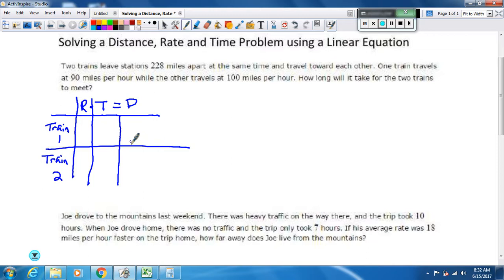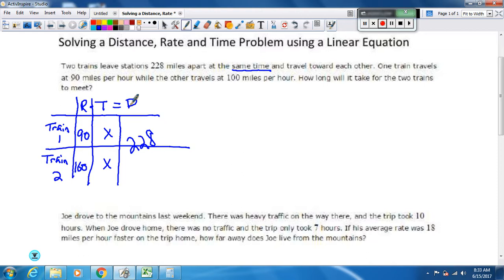Okay, so the distance is the same, 228, so I can write that kind of across both of them because it's the same. At the same time, so the time is going to be the same, but we don't know what it is, so we'll call that X. One train, so train 1, travels at 90 miles per hour, that's the rate, while the other travels at 100 miles per hour. That's the rate of train 2, 100. How long will it take for the two trains to meet?